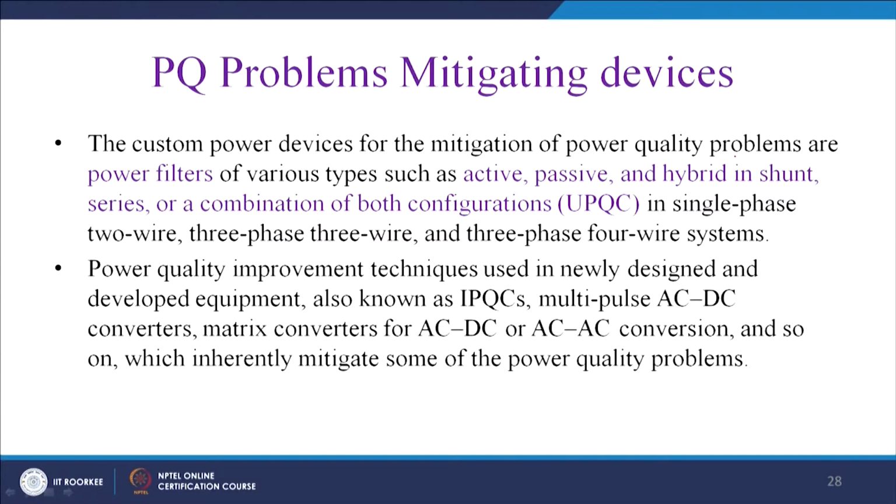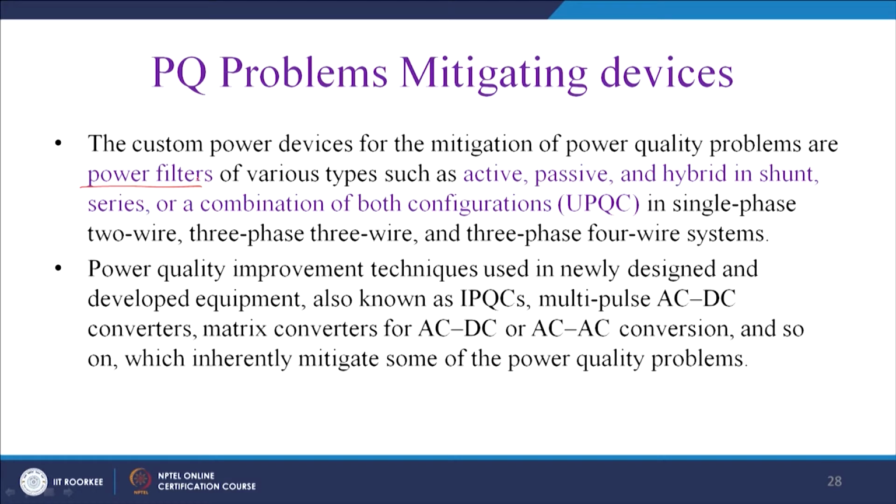The custom power devices for mitigation of power quality problems are power filters. We have studied filters with an op amp. It can act as an active filter, but it can handle power in the range of watts, whereas you may have to tackle power in the range of megawatts.